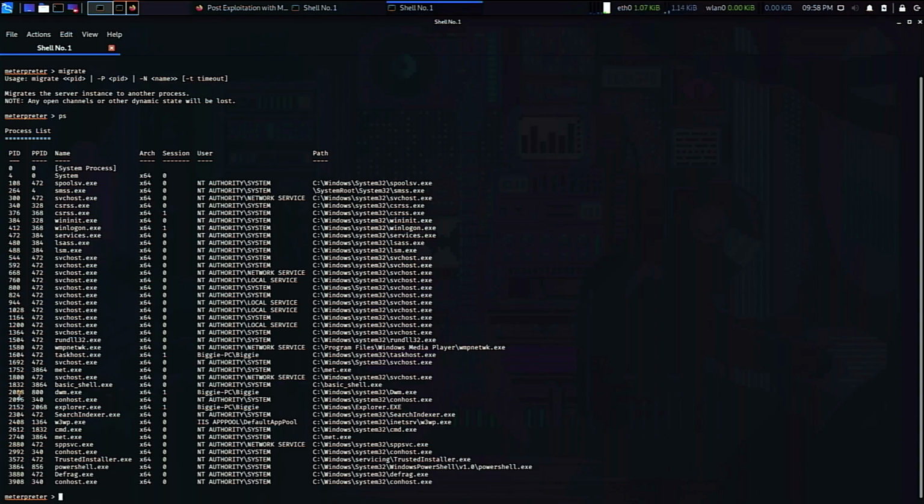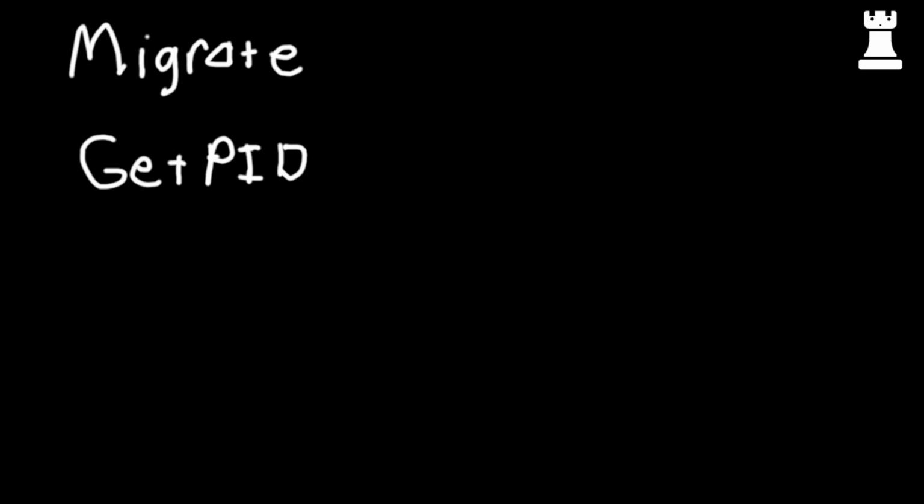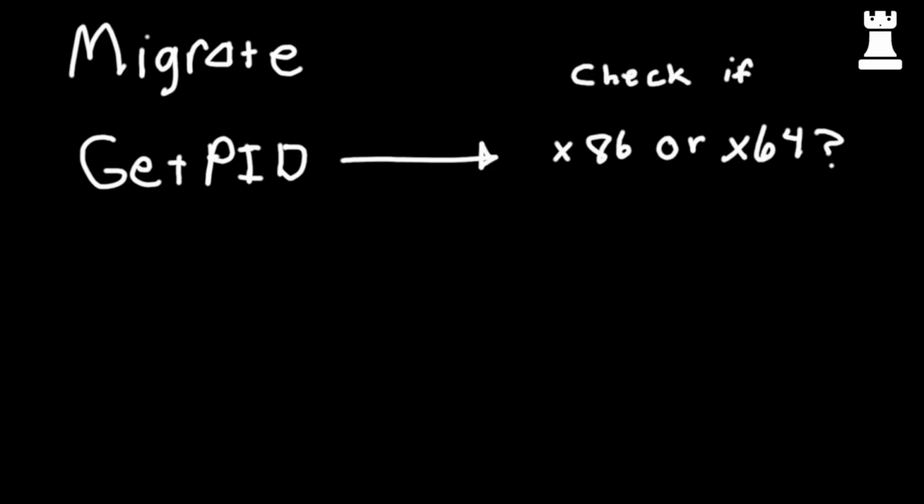So, like I said, step 1 is to get the PID that the user wants to migrate to, and that's going to be our target process to migrate. Pretty straightforward. Step 2 is it's going to check the architecture of the target process and determine whether it is 32-bit or 64-bit. And this is going to be important for memory alignment.